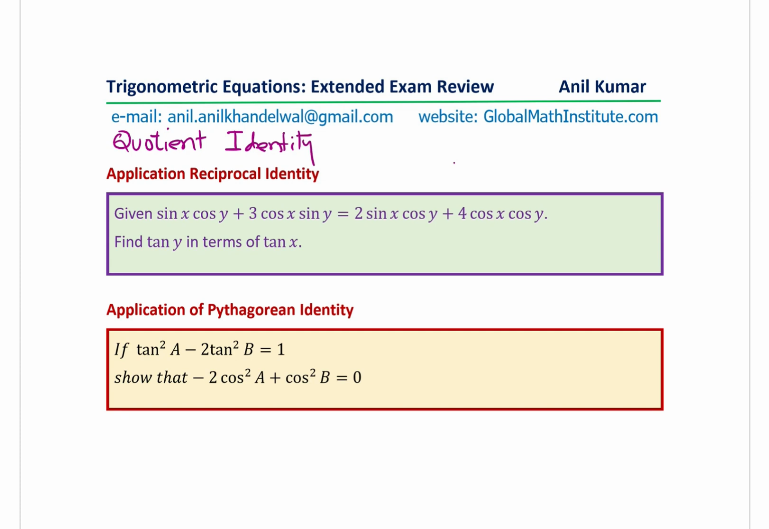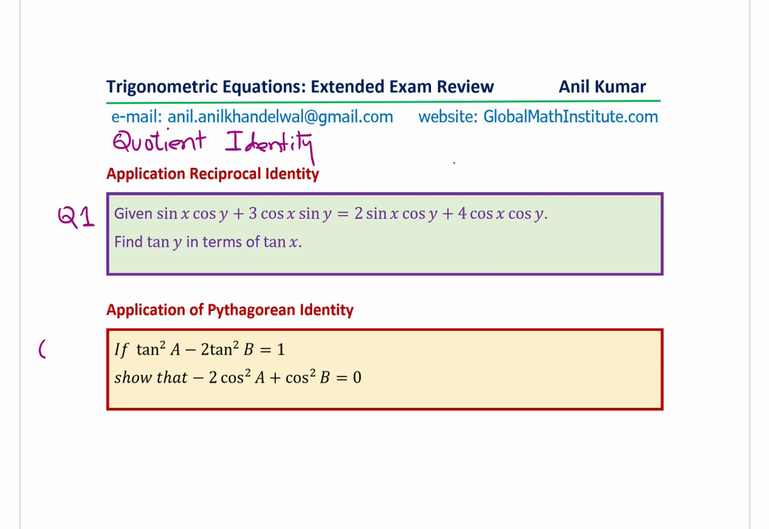So we have three questions here. Question number one is given sin x cos y plus 3 cos x sin y equals to 2 sin x cos y plus 4 cos x sin y, find tan y in terms of tan x. So that's question number one.